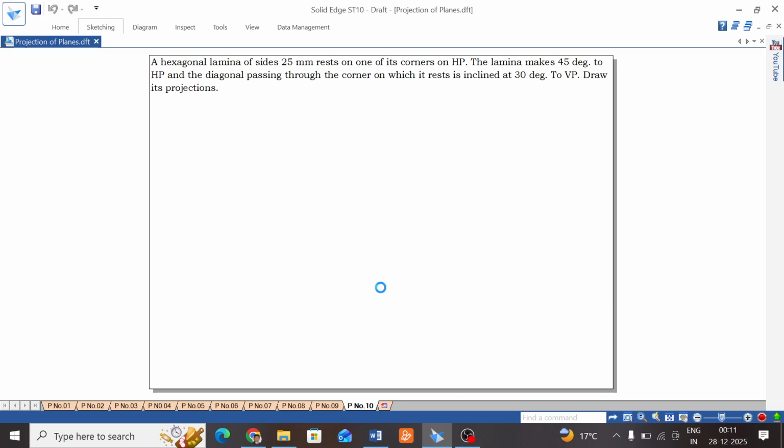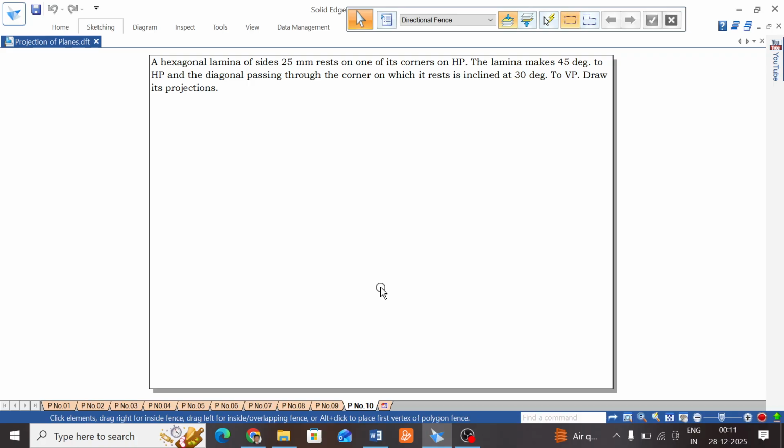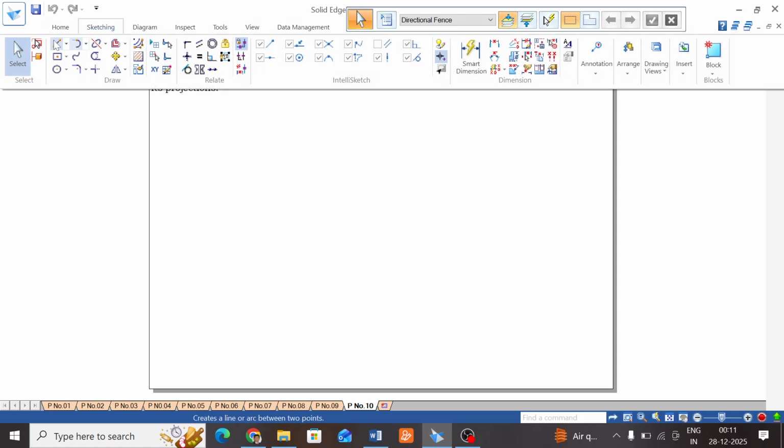Hello everyone. In this problem, a hexagonal lamina of 25 mm sides rests on one of its corners on HP. The lamina makes 45 degrees to HP and the diagonal passing through the corner on which it rests is inclined at 30 degrees to VP. Then it is a beta method problem. Construct the hexagon.